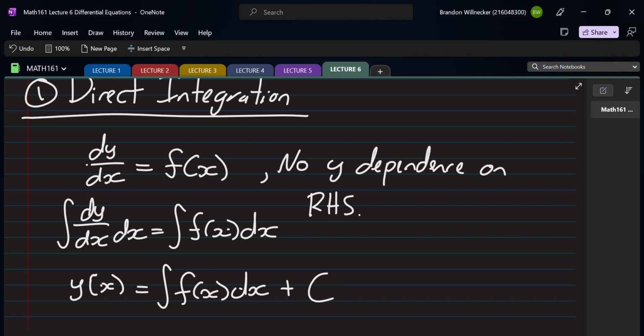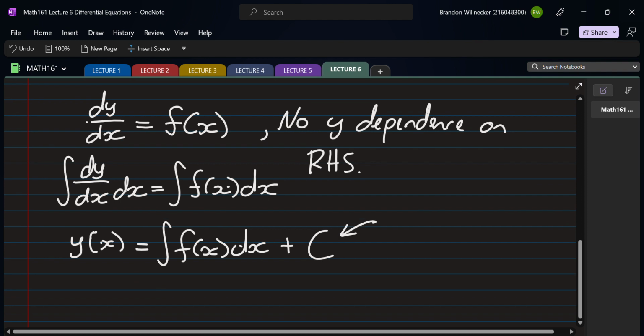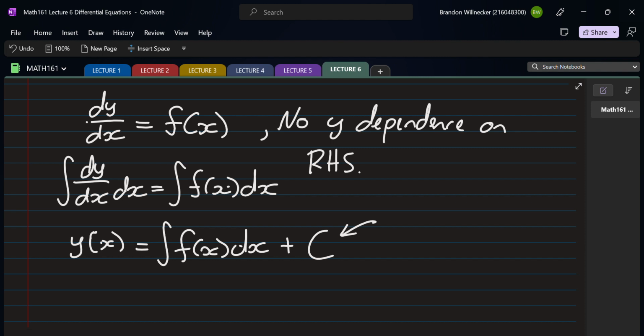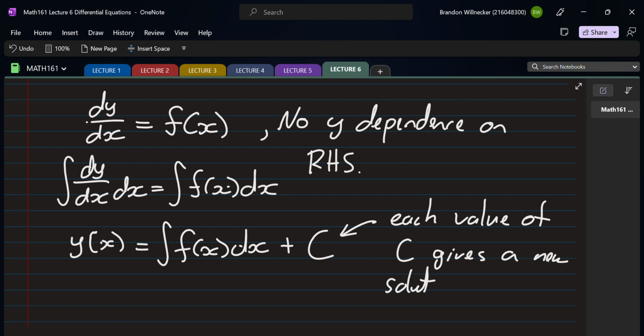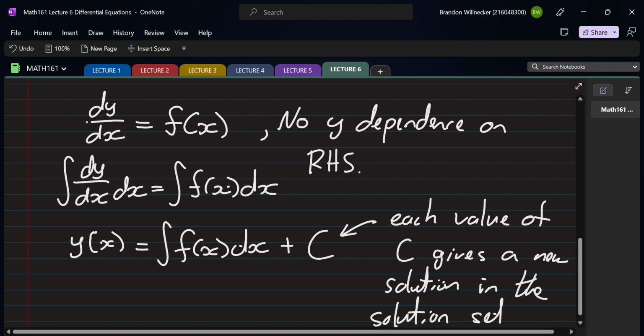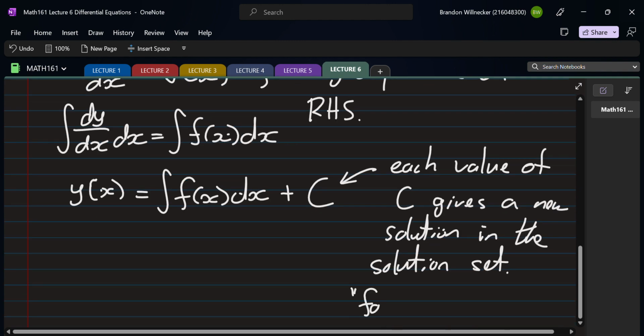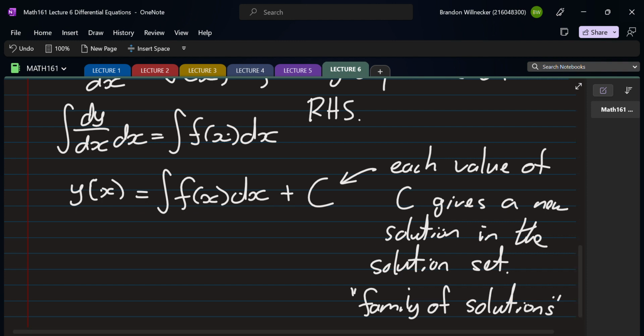So in fact, when we undo this derivative operation, we end up with a whole family of solutions. One element of the solution set for each value of c. So each value of c gives a new solution in the solution set. Often we call that the family of solutions. So we get a whole different set of solutions given this different value of c.